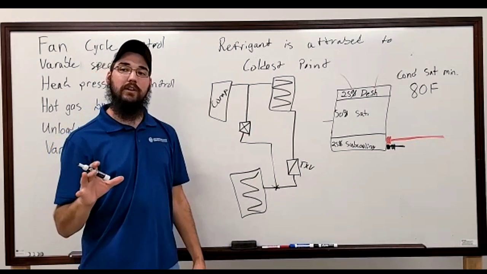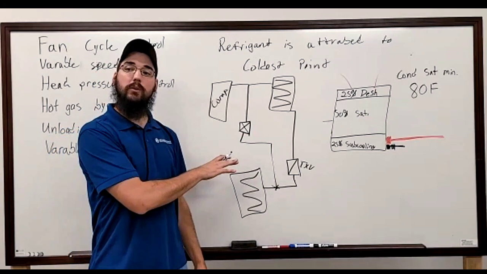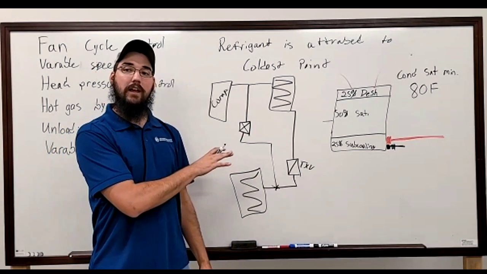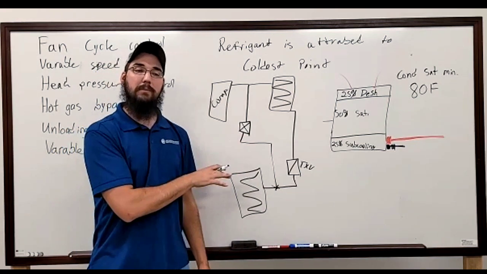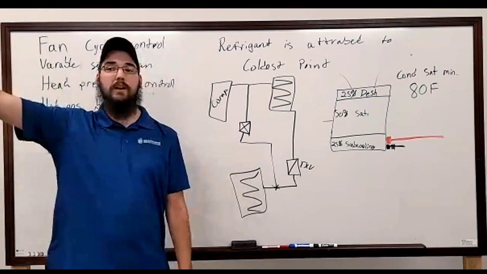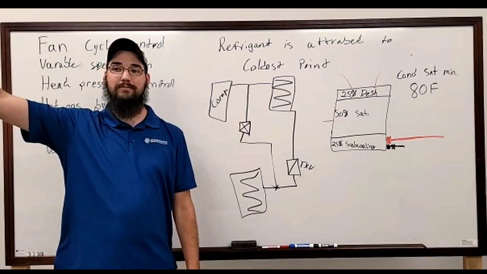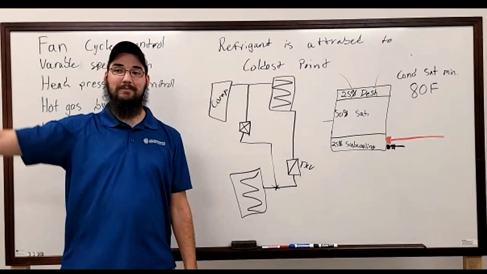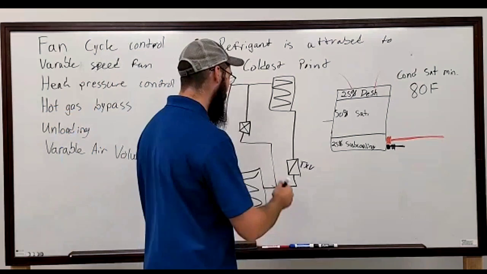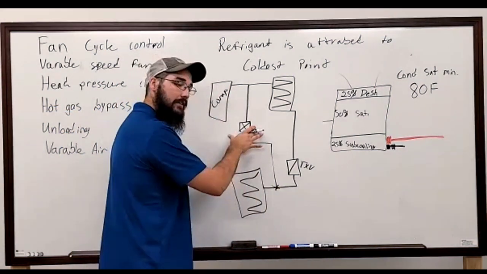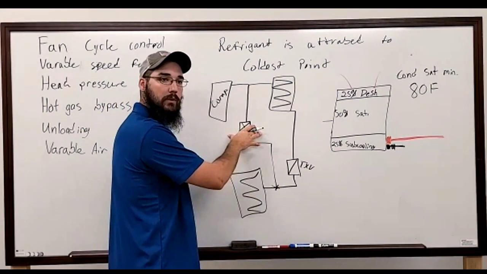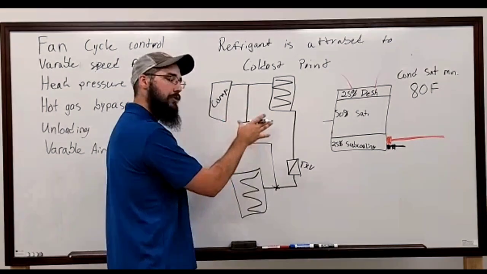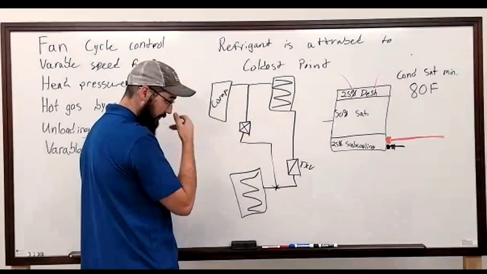What makes it worse is the compressor is usually in the indoor section, and that's where the hot gas bypass will be. Your HPR will be outside at the condenser. Yeah, it's fun to balance. Anyway, your crac systems are real common to use these as well. Again, a lot of your RTUs, your outside air units will have a version of this.